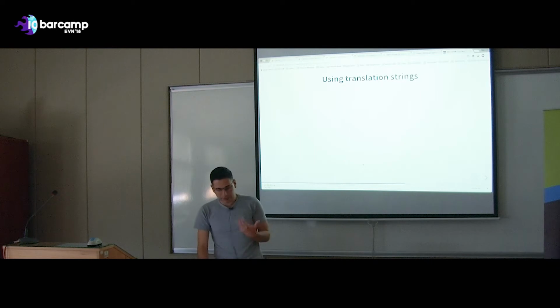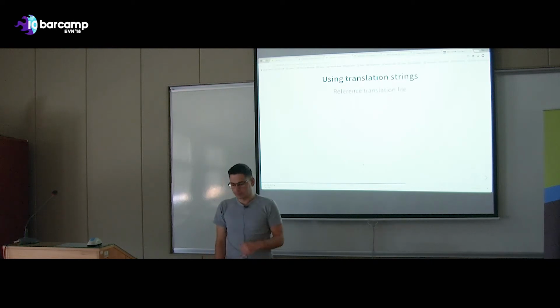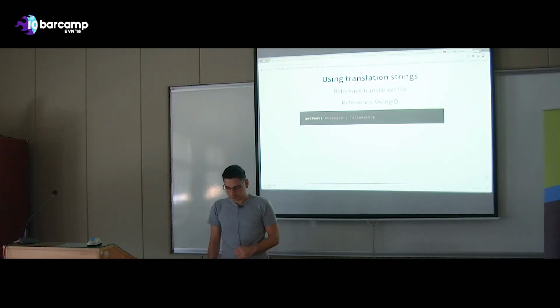And in order to use those translation strings, what you need to do is basically reference the translation file and reference the string ID. So here is an example method that basically says, please get the current string from the current file. And I'm using some kind of similar syntactical sugar, which I like using, which again basically says use the current string ID from the current file.